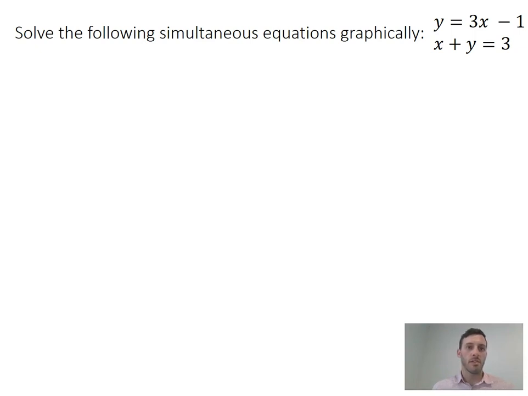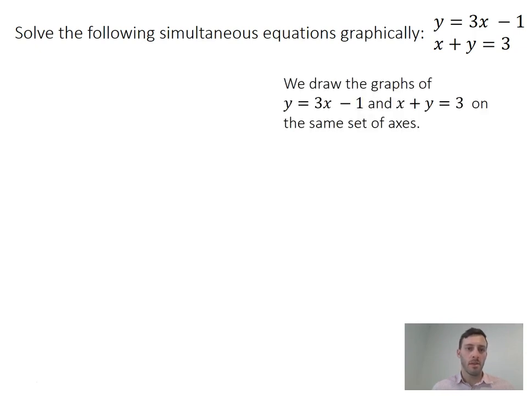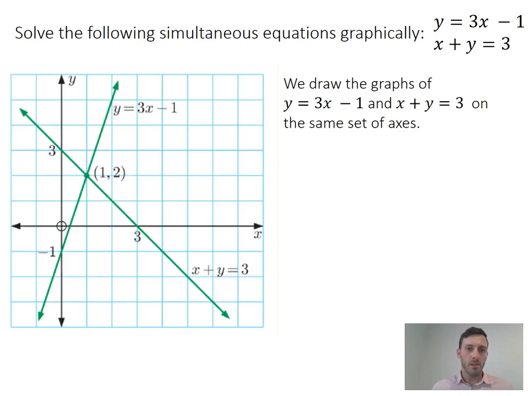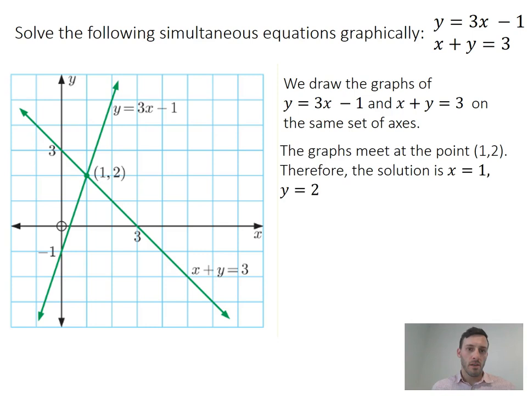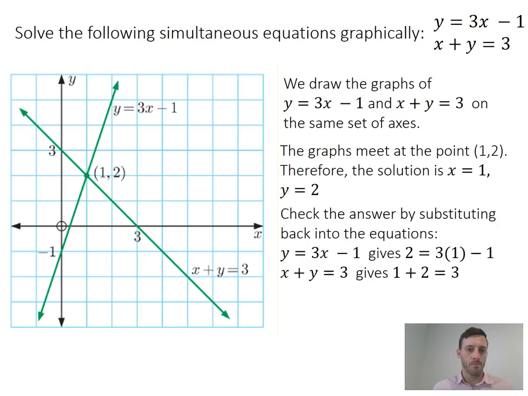Solve the following simultaneous equations graphically. We have y equals 3x take 1 and x plus y equals 3. We draw the graphs on the same set of axes and determine the point of intersection. In this example, the point of intersection is x equals 1, y equals 2. And that's the solution. You can check the solution by substituting back into the original equation.